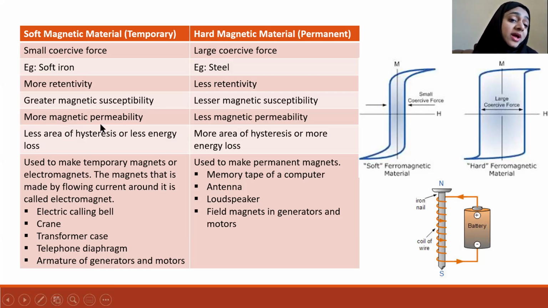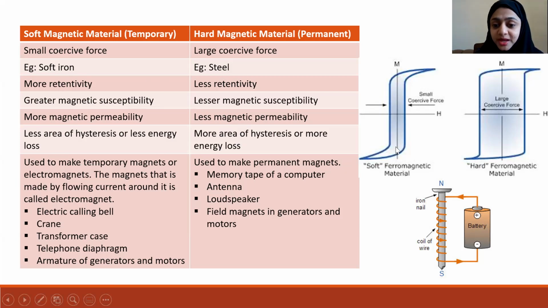And it has more magnetic permeability. It easily allows magnetic field within the material, while hard magnetic materials have less magnetic permeability. They do not permit magnetic field within it very easily.